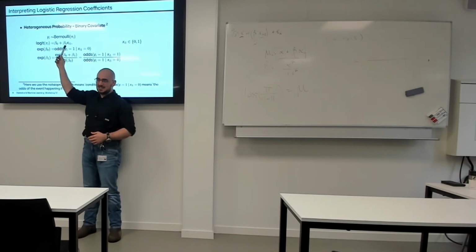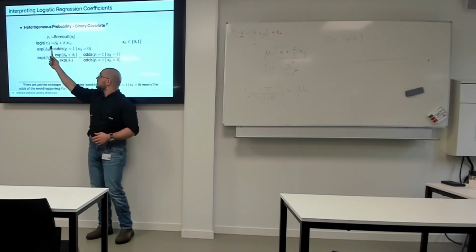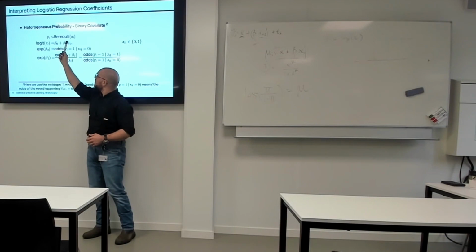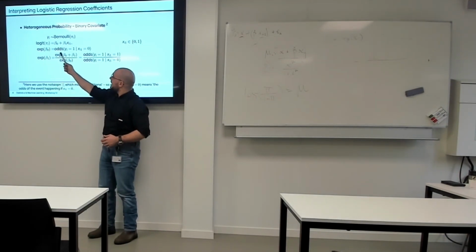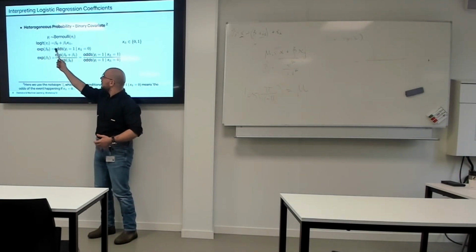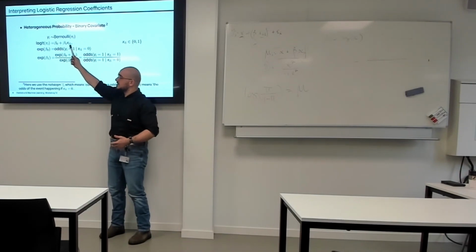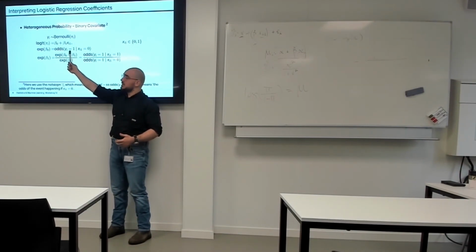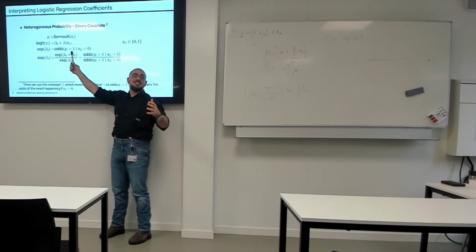Okay. So then I want to interpret my intercept, and the same thing happens. I take the exponential on both sides, and what I find is that the exponential of the intercept is the odds of the outcome when x is equal to 0. Are you with me on this? Who's not with me on this? Are we all clear?